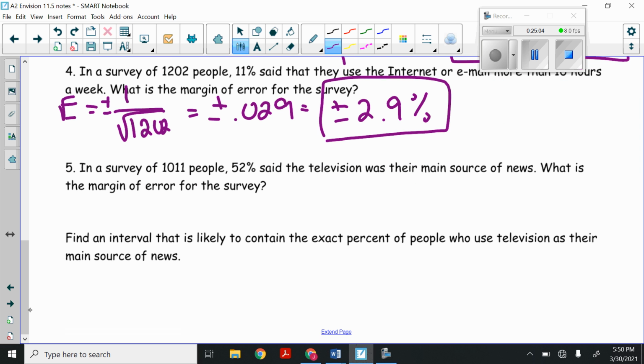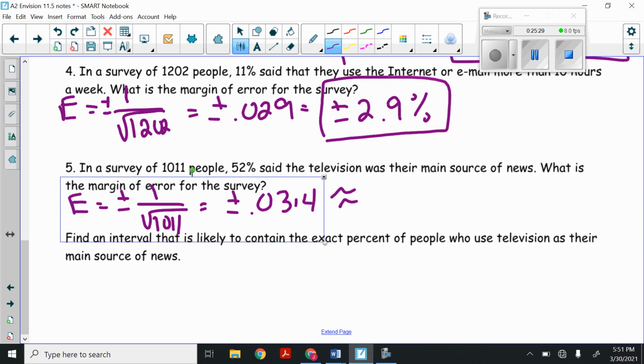Number 5, in a survey of 1,011 people, 52% said the television was their main source of news. What is the margin of error? So again, E equals plus or minus 1 divided by the square root of their sample size, 1,011. So I get plus or minus 0.0314. So approximately plus or minus 3.1% is the margin of error.